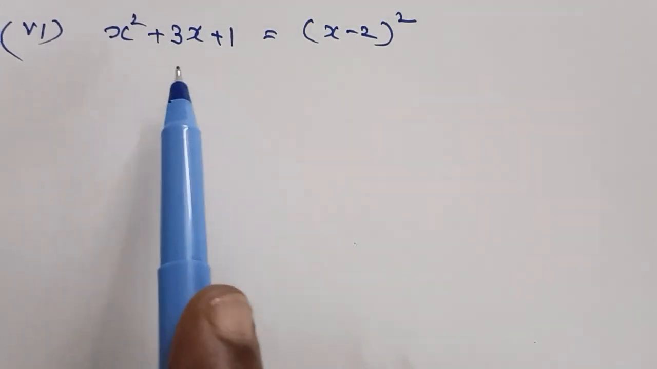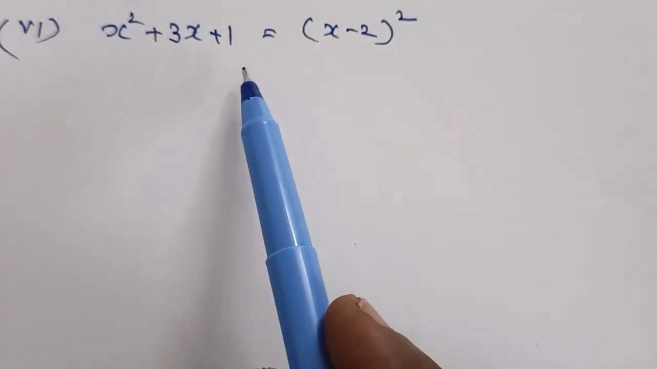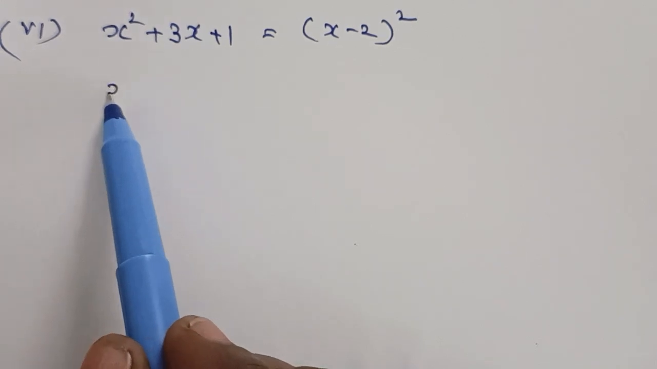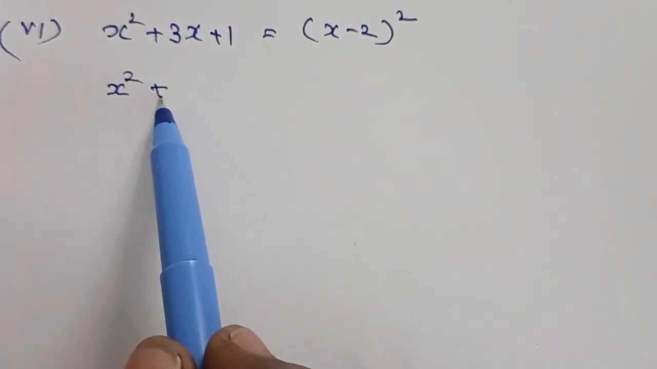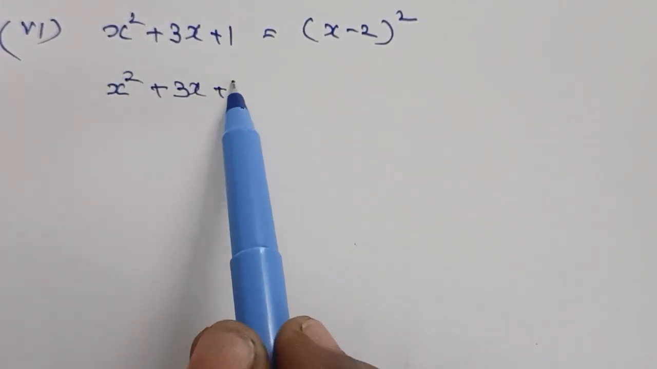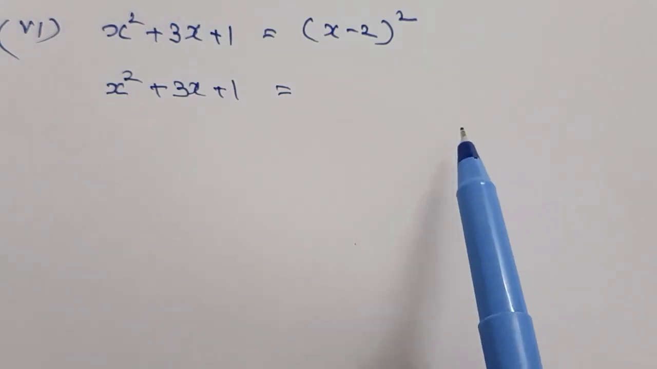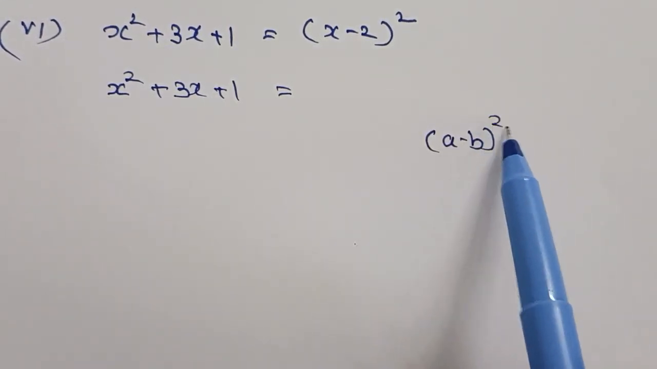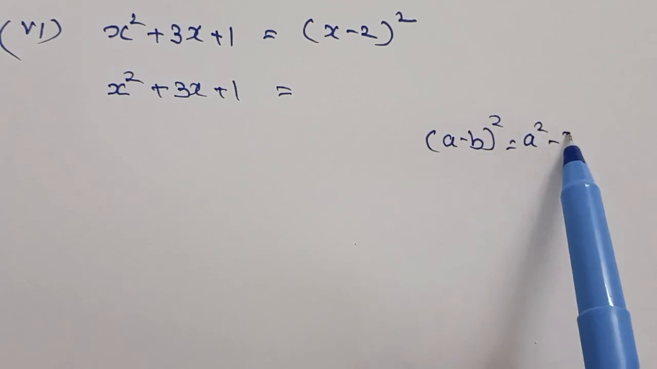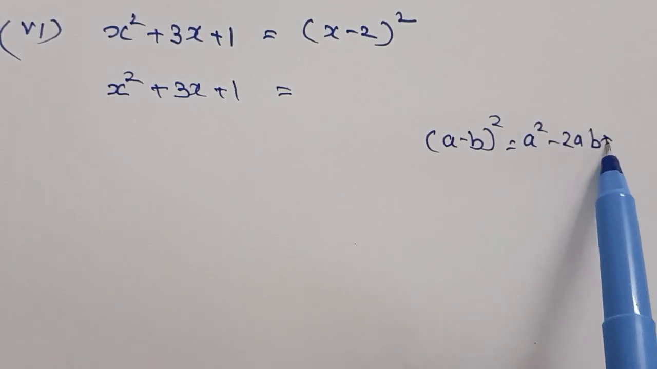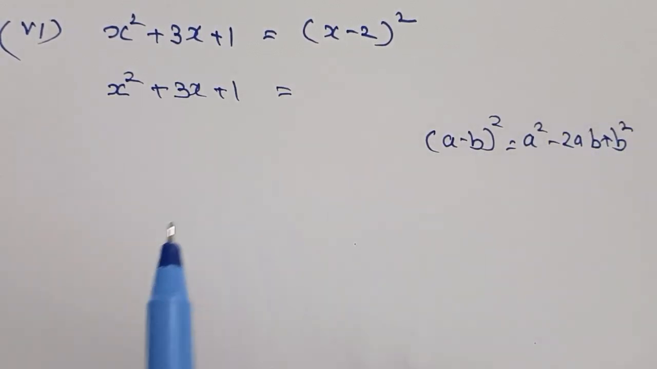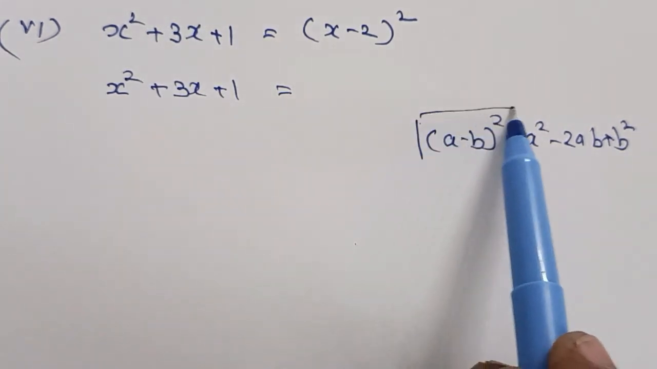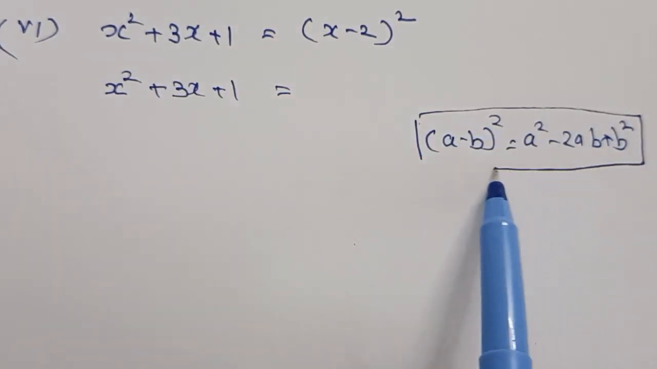Sixth question: x square plus 3x plus 1 equal to (x minus 2) the whole square. LHS is already in expanded form, that is x square plus 3x plus 1 equal to. Here we have to apply (a minus b) the whole square equal to a square minus 2ab plus b square, isn't it?